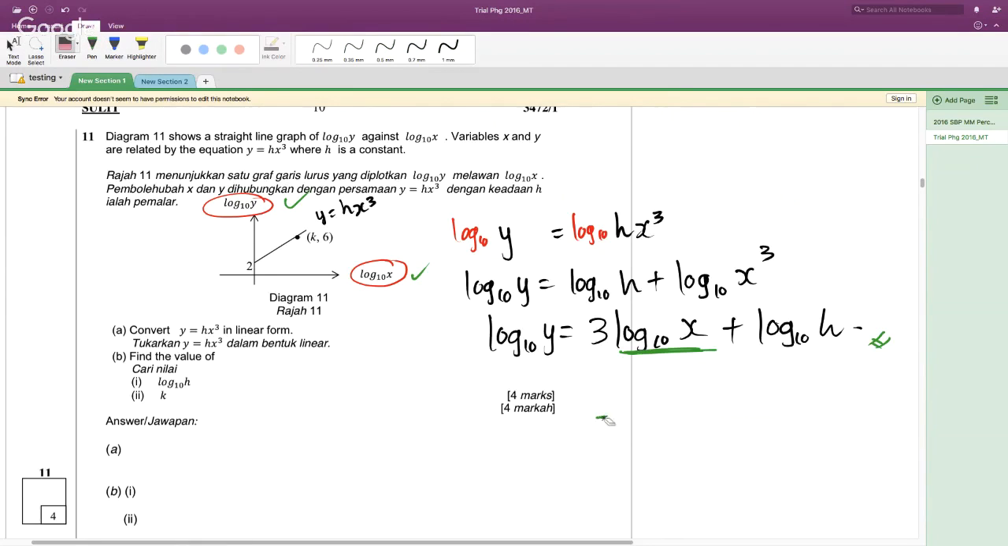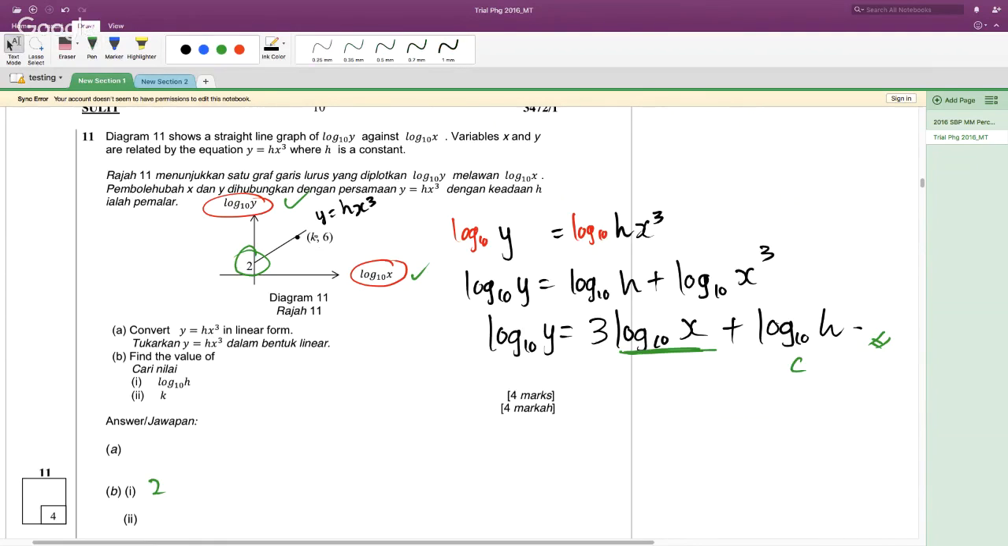And then find the value of log 10 h. So log 10 h over here is just 2, because log 10 h is basically the vertical intercept. And just now I said this is c, right? So therefore, log 10 h is just equal to 2. The answer is just 2. And then they ask you to find k.